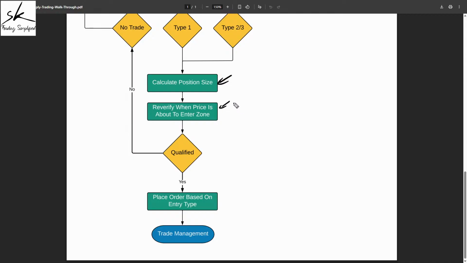Now, whenever the prices are back, we'll re-verify, because markets are not static, markets are dynamic, and conditions are changing almost every other second. So before entering a trade, we need to re-verify: does it still qualify based on my trade plan? If the answer is yes, we place our order based on the entry type, in this case a type 1 trade. And once your entry has been executed, the last step is your trade management, which you saw today when we were reviewing our trade from session number 24 at 1:1.